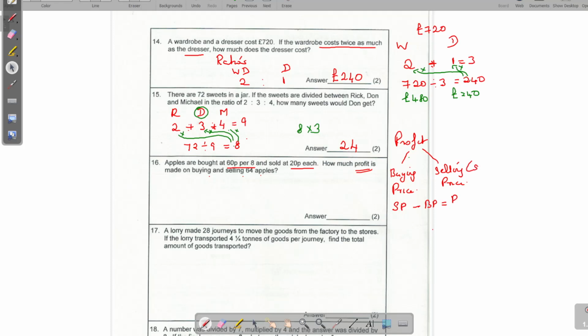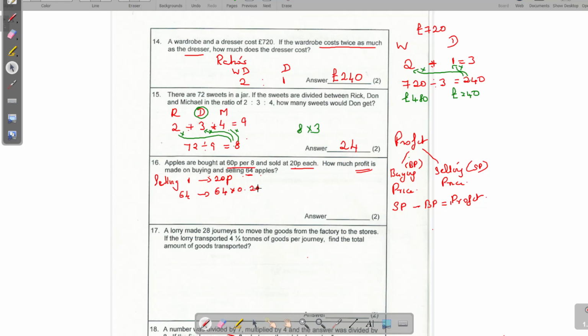It was just selling price, right? This is buying price. Just put BP. Gives you the profit. So let's work out the selling price. He's selling 20 pence each, 64 apples. So selling 1 is 20p. So he's going to have 64 times 0.20 in pence, right?